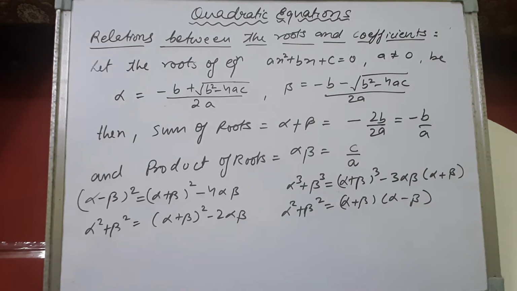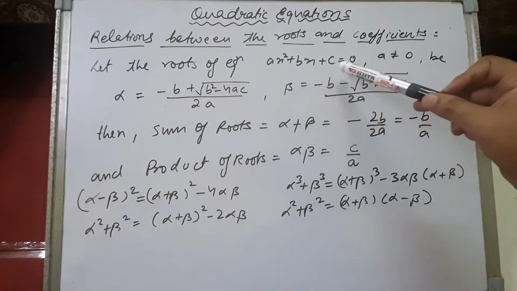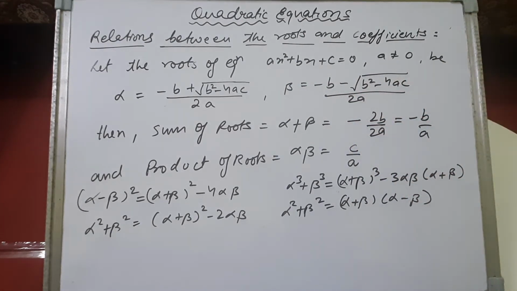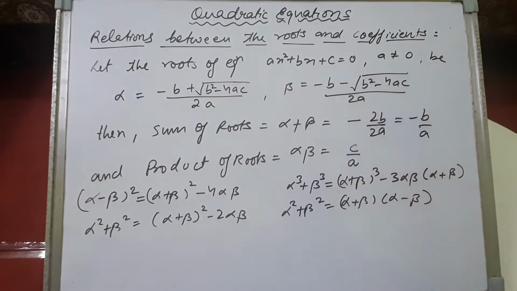So we have assumed that the quadratic equation whose roots are alpha and beta is ax square plus bx plus c equals to 0. So when we solve this quadratic equation, a cannot be equal to 0. Why? Because if a becomes 0, then this equation will not be a quadratic equation, it will become a linear equation that we have already studied.